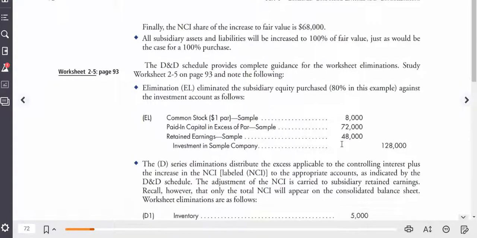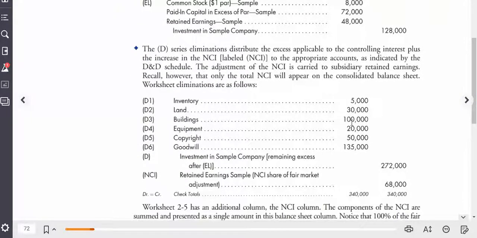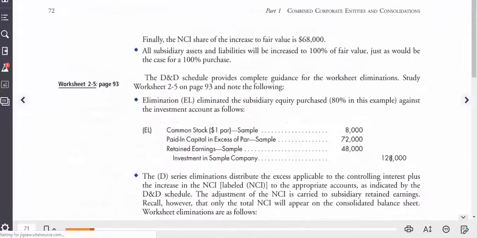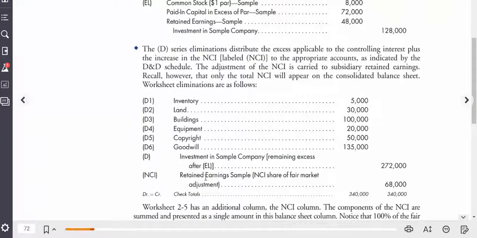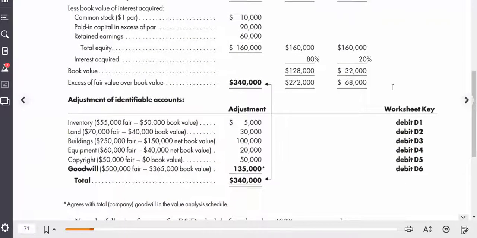128 and then 80% of the stock and other equity accounts. Then we marked everything up, including the goodwill. But then on this side, we have the 80% from the investment in the subsidiary. Going back to the D&D schedule, we see the 272 and then the non-controlling amount. So we can see that that's what we're going to put to get the debits to equal the credits. Notice that everything adds up to $340,000, just like our D&D schedule says it should.